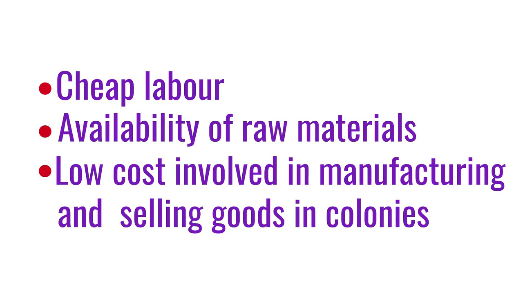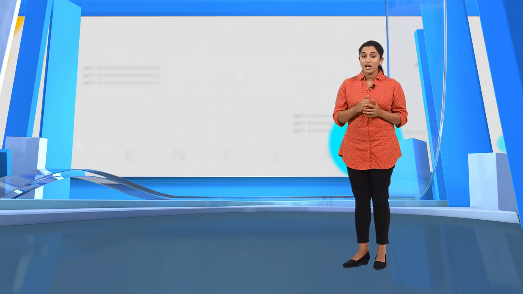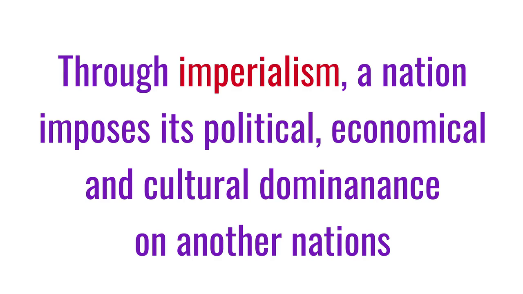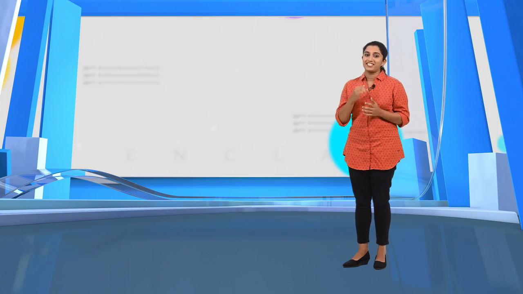Cheap labor, availability of raw materials, and low cost involved in manufacturing and selling goods in colonies. This was another special form of colonization itself. It is known as imperialism. That is, it is the flow of financial capital to colonies. Through imperialism, a nation imposes its political, economic and cultural dominance on another nation. Capital investment in the colonies is the most distinctive character of imperialism as distinct from colonization.